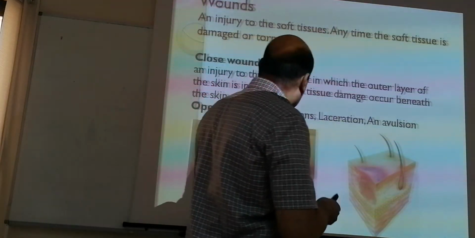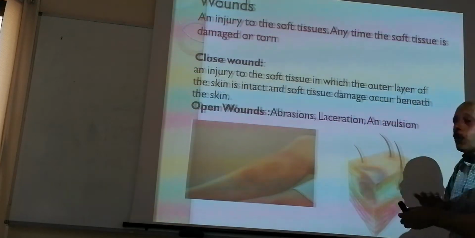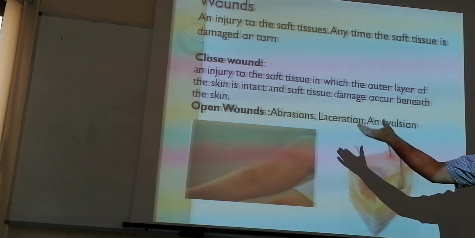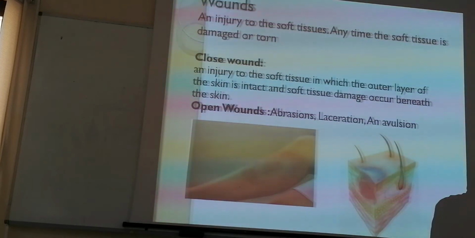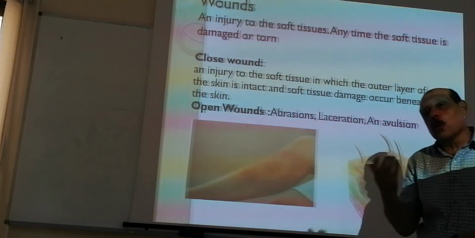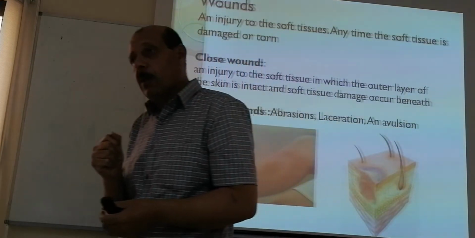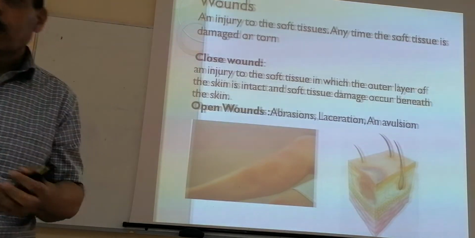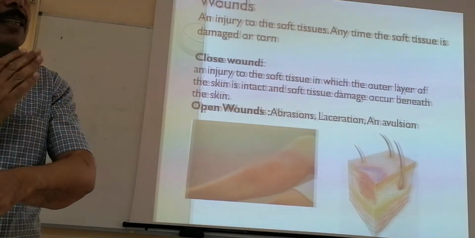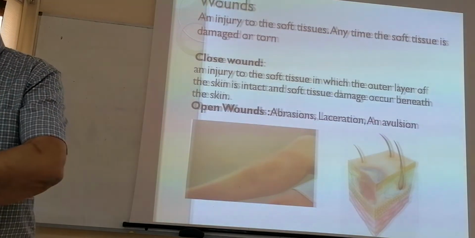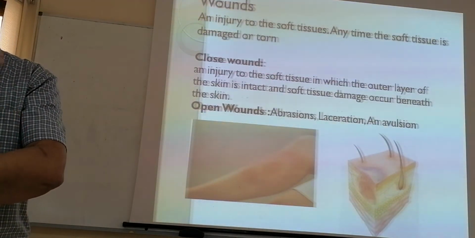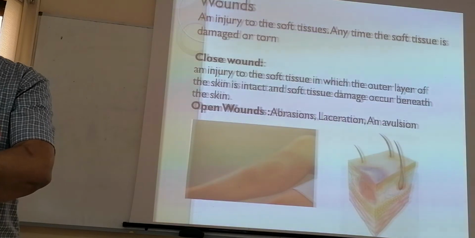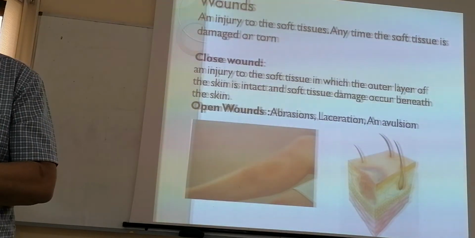Closed wound is any injury of the soft tissue in which the outer layer of the skin is intact, not damaged. In this case it is called a closed wound. So this is the difference between open wound and closed wound. In an open wound, the integrity of the outer layer of the skin is damaged.